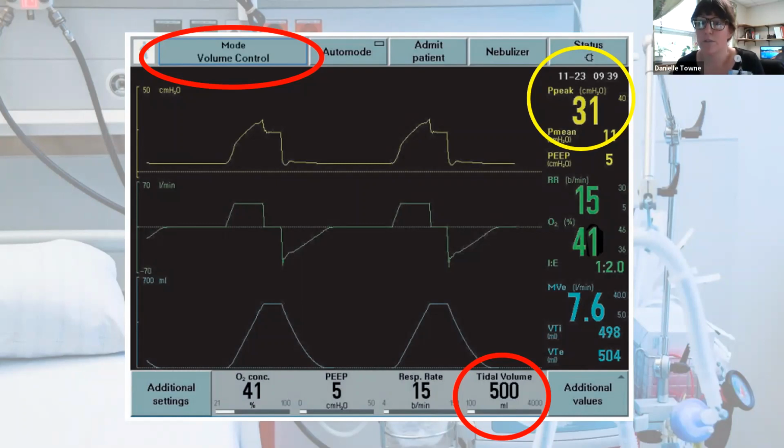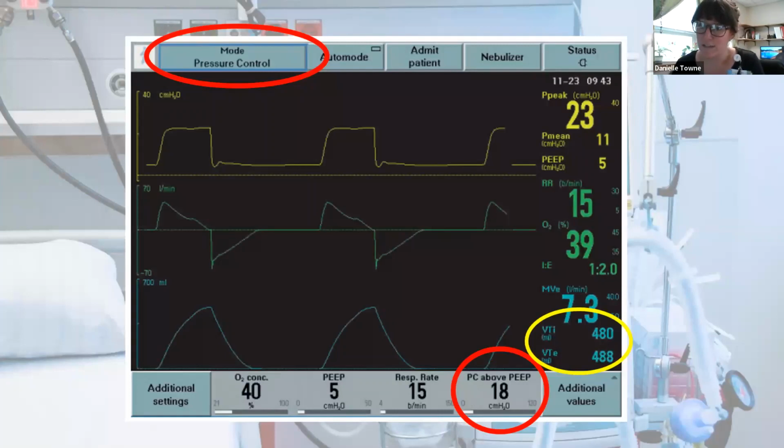When you're in a volume targeted setting, you must monitor the peak inspiratory pressure, AKA your PIP. Now, if the PIP is high, and high we consider greater than 40, your volumes might be set too high. Consider decreasing the volume per breath. Never want to ignore an elevated PIP because that's your lungs' way of screaming out, this is too much for me to handle.